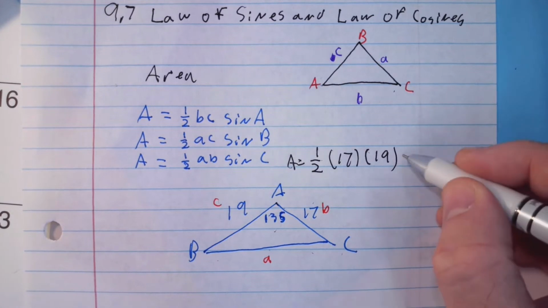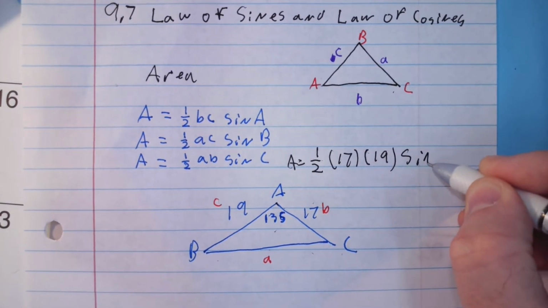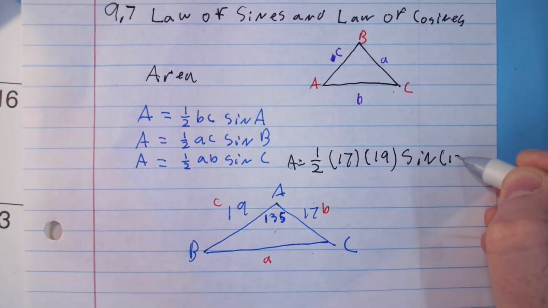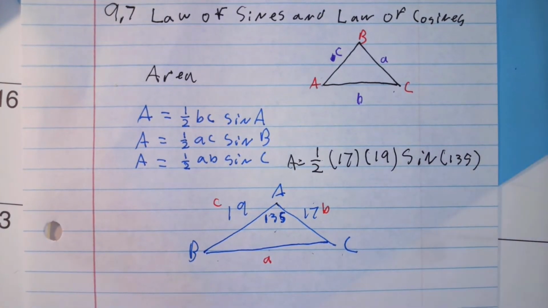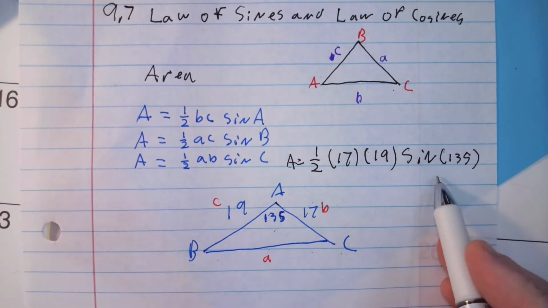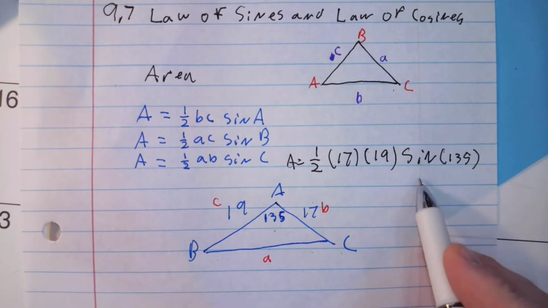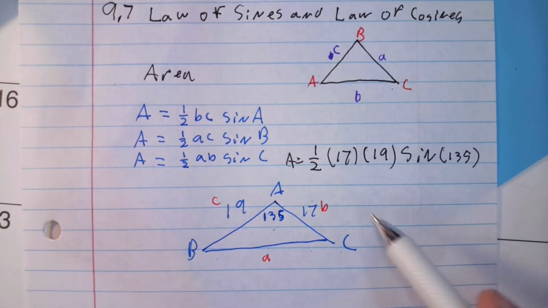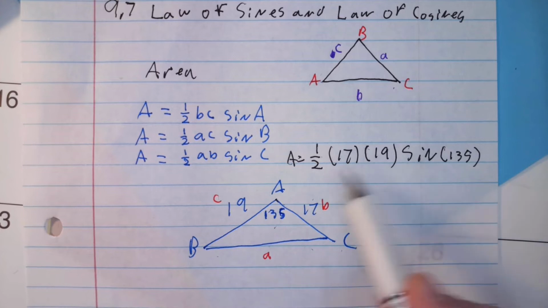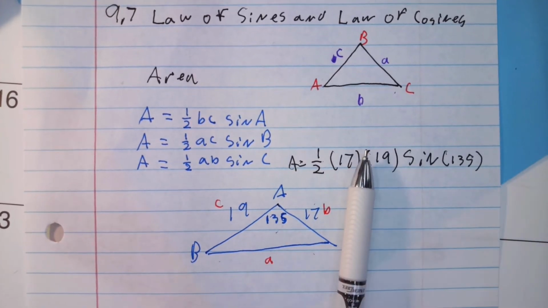That's 19, and then we do sine of 135. Okay. Is this now just calculator? It's not even algebra, is it? It's definitely a trigonometry formula, but it's just a formula.